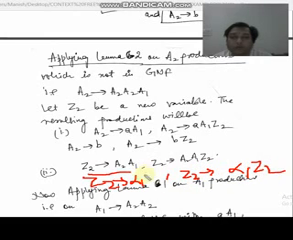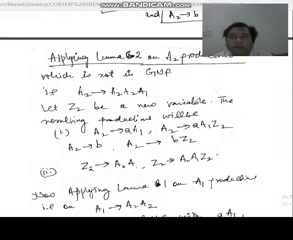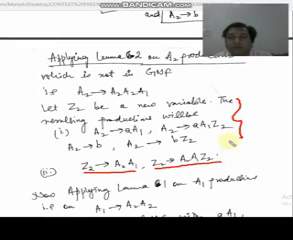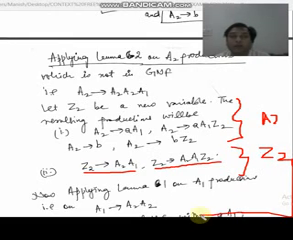So over here the alpha 1 is nothing but this A2 A1. So the new Z2 productions will be Z2 to A2 A1 and Z2 to A2 A1 Z2. So these were the A2 productions, and this becomes the Z2 productions. So this is how we have applied lemma 2 on the A2 productions.